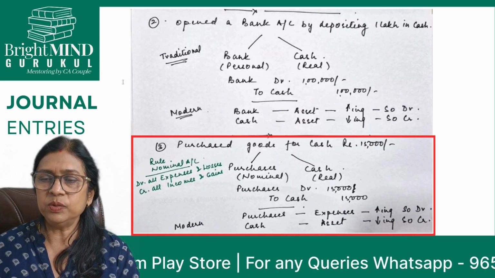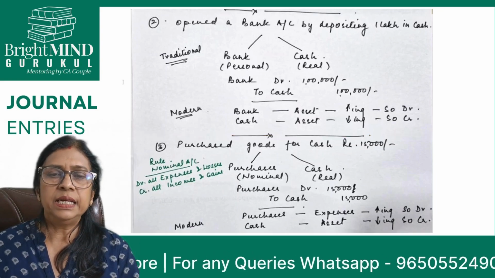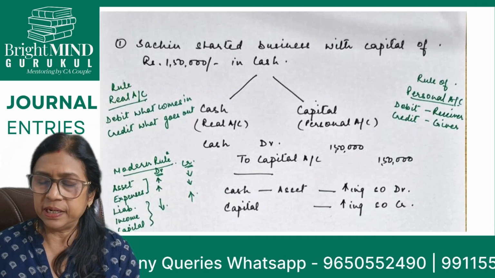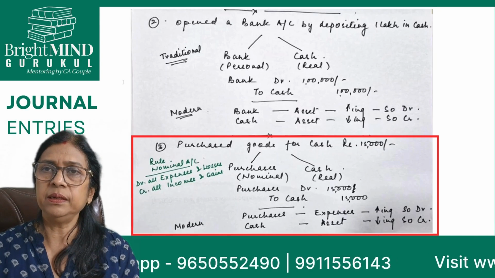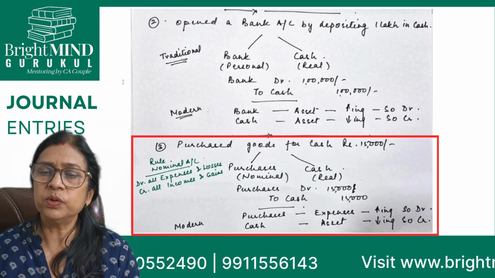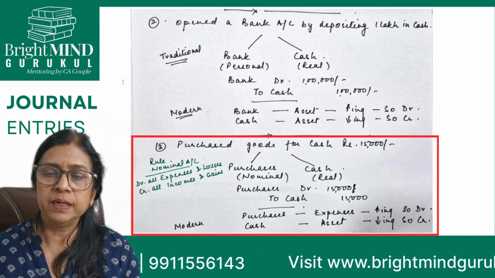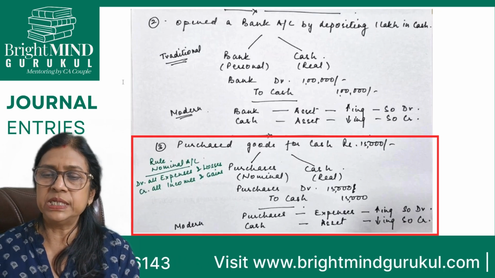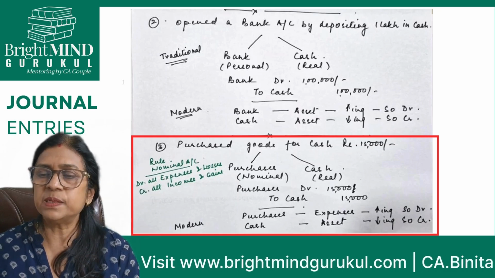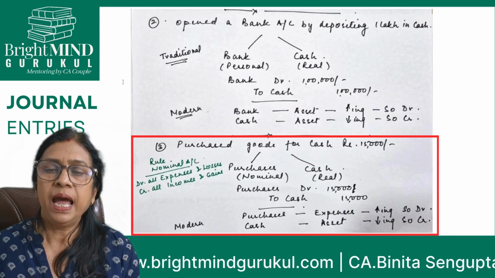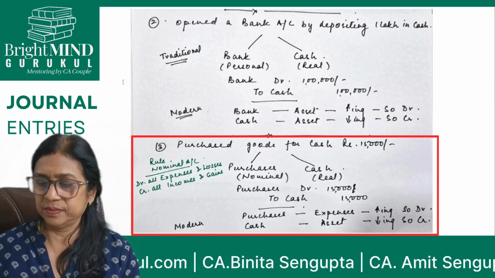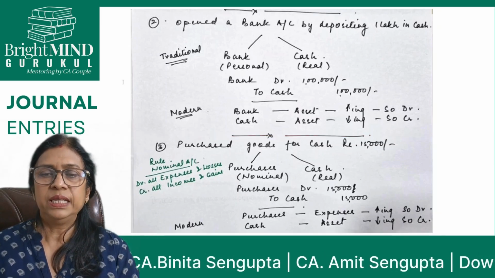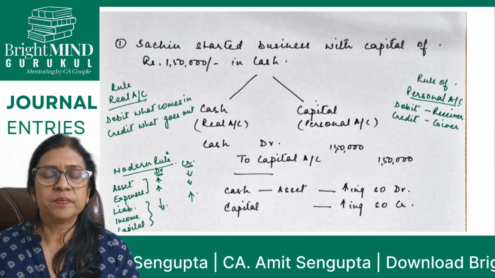And for a real account, the rule is debit what comes in and credit what goes out. So purchases we are debiting and cash is going out, so cash will be credit. As per modern approach, purchases is an expense. So expense increasing means debit, and cash, that is an asset which is decreasing, so credit. So this is how the entries need to be done.